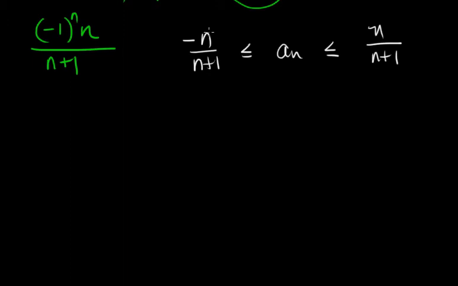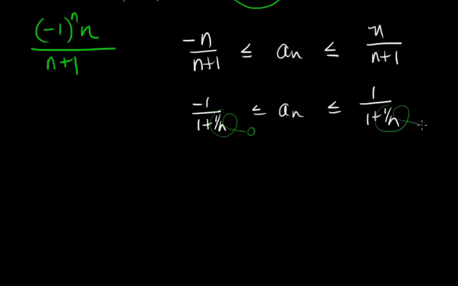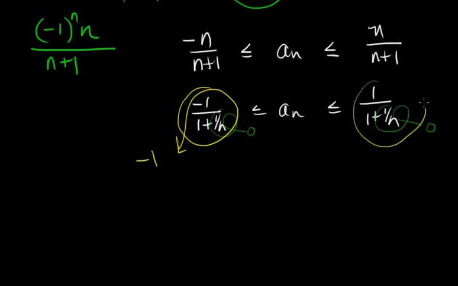Now I can look at each of these. If I divide by n on the top and bottom, I have minus 1 over 1 plus 1 over n, less than or equal to a sub n, less than or equal to 1 over 1 plus 1 over n. Now we know that 1 over n goes to 0, and so this quotient goes to minus 1, and this one has a limit of 1.